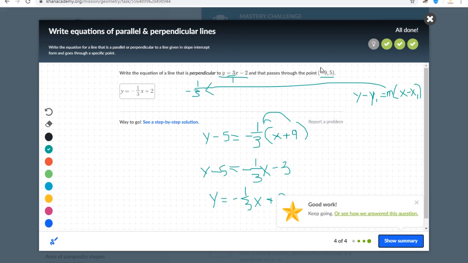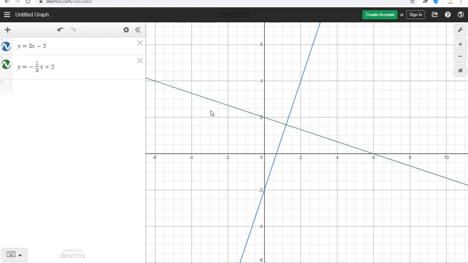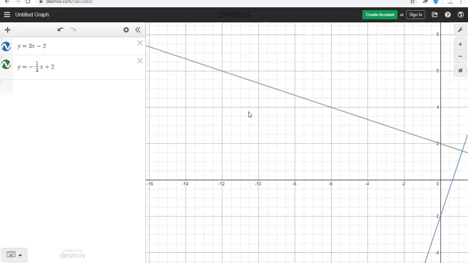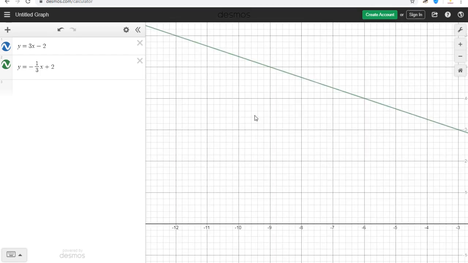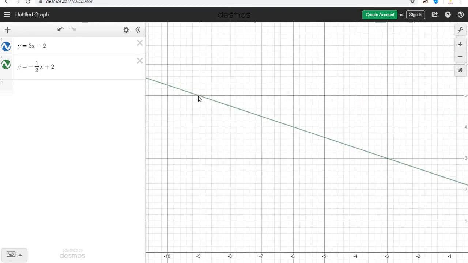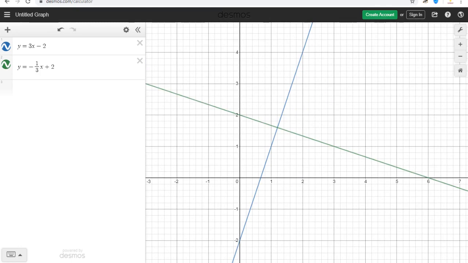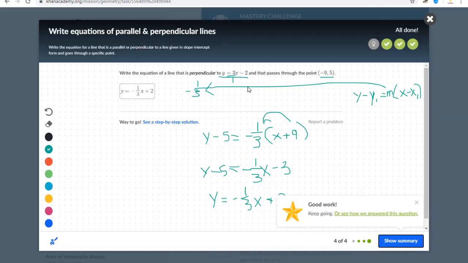So it says passes through the point negative 9, 5. So negative 9, 5 has to be somewhere on this grid, which it is. It is right here. See if I can get it exact here. Negative 9, 5 is on the line that we found, and that's why this is the correct answer.